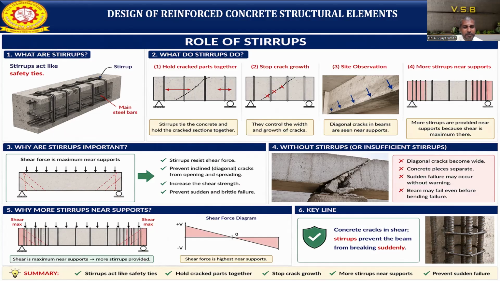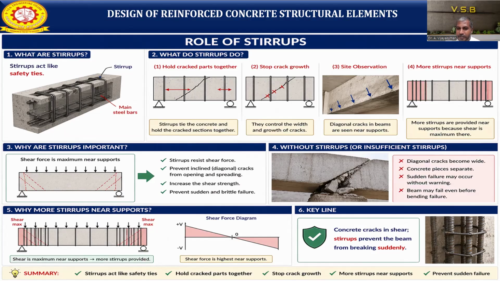Okay. Why more stirrups near the support? The shear is maximum near the support, so more stirrups will be provided there compared to the midspan. When you see the shear force diagram, at the midspan the shear force will be zero, and toward the two ends the shear force will be there. So where the shear force is maximum, we need to provide the most stirrups. Where the shear force is low, we go for fewer stirrups. Here the shear force is higher near the support, that's why we give more stirrups in the support section.